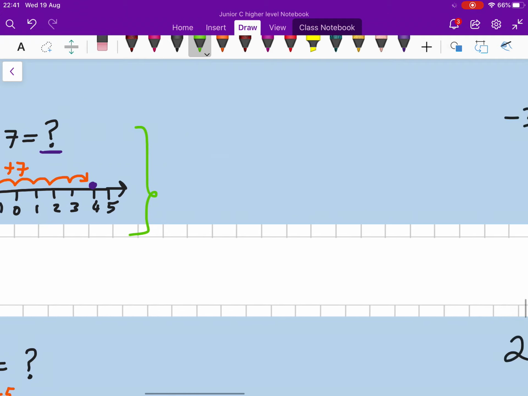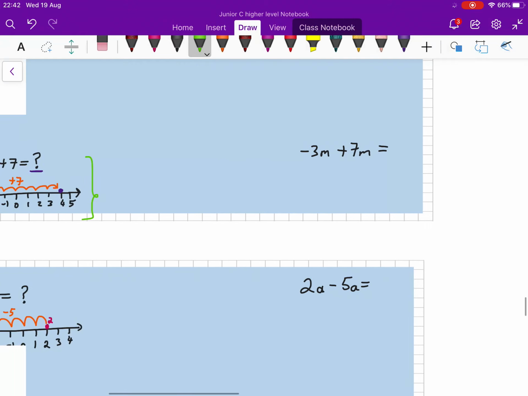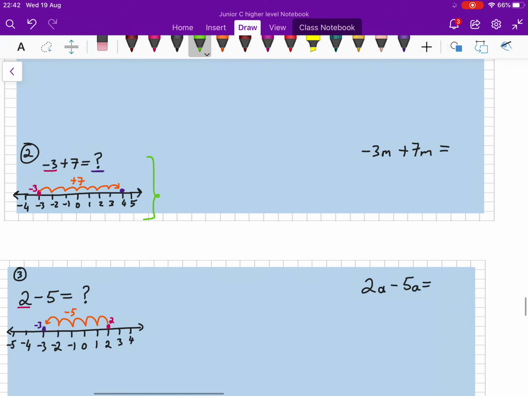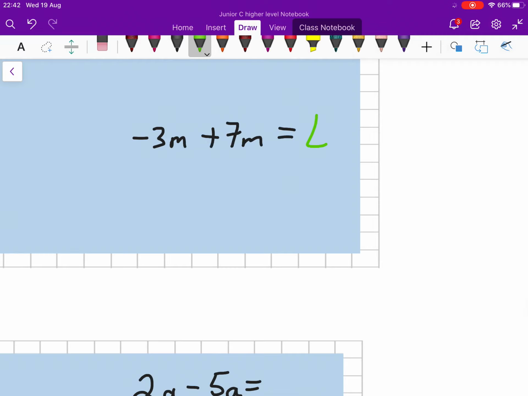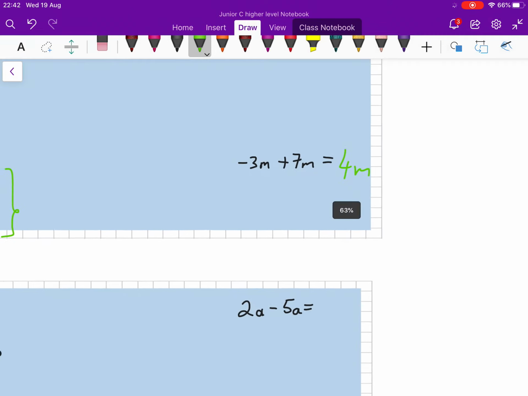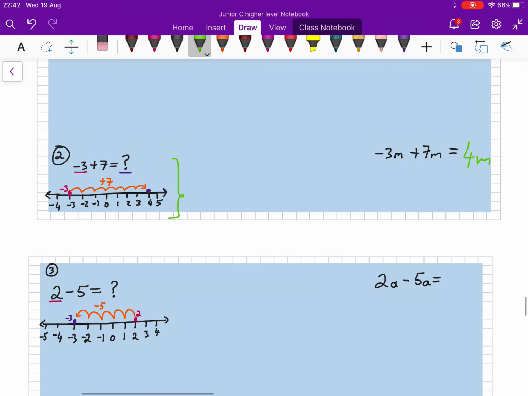So if we add a variable, does it make any difference? Just because we have m here? No, still the exact same number line. We're still starting at minus 3. Still moving 7 spaces to the right. I'm still going to stop at 4. So it should be 4m. So the variable doesn't really matter in terms of how we calculate the addition or subtracting on a number line.